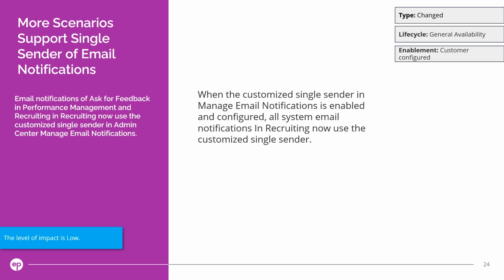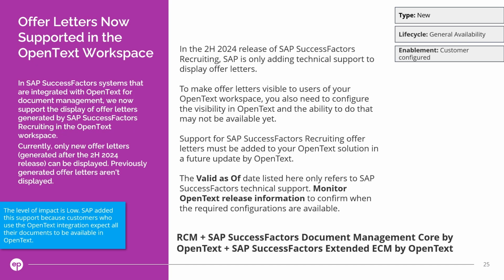Customers that have an integration with OpenText for document management will now be able to display the offer letters generated by the recruiting module in the OpenText workspace. This change will only apply to offer letters generated after this release date, so older offer letters aren't displayed. This does require some configuration on the OpenText side, so please check the actions needed.